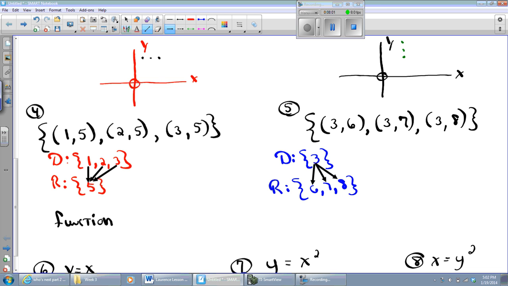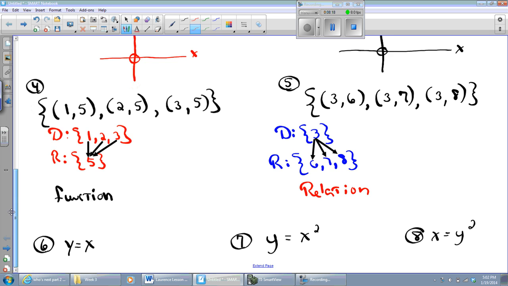If it's just one member of the domain going to more than one member of the range, then it is not a function. This is only a relation. Only a relation.